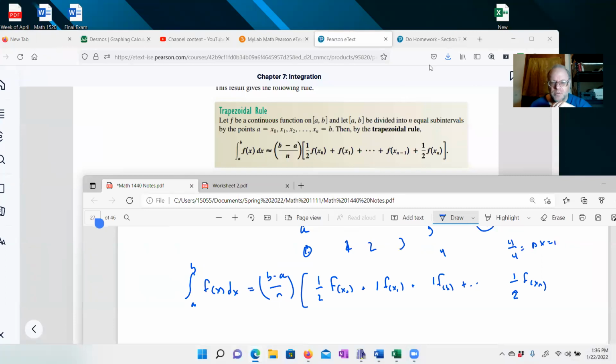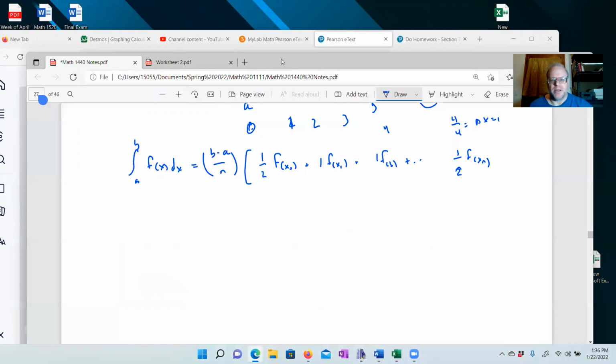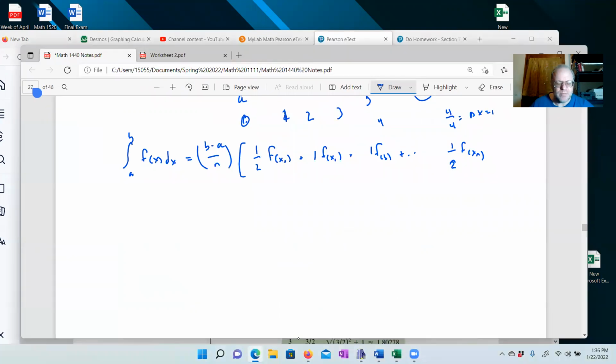Let me put it up here so I can get to the center of my notepad. But that's the formula we're going to use. This is called the trapezoid rule. And again, you're not memorizing this. I'm going to provide this to you.